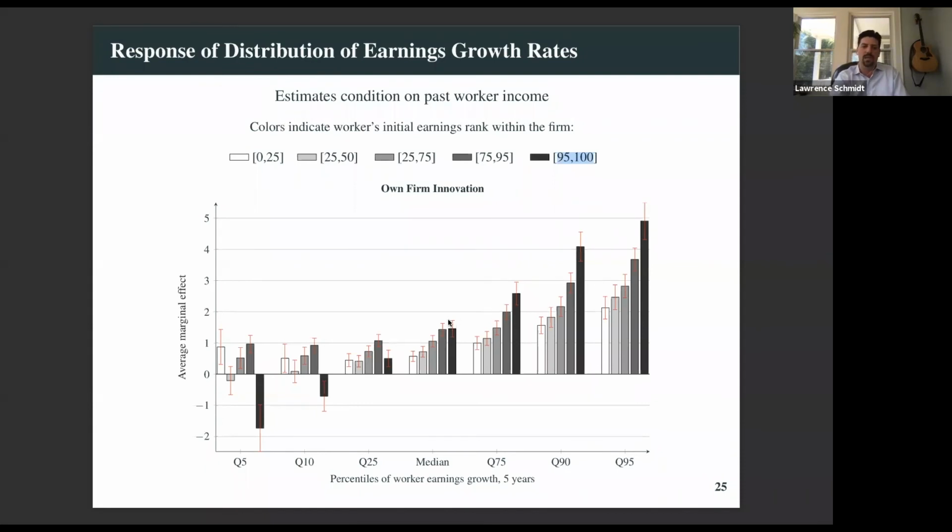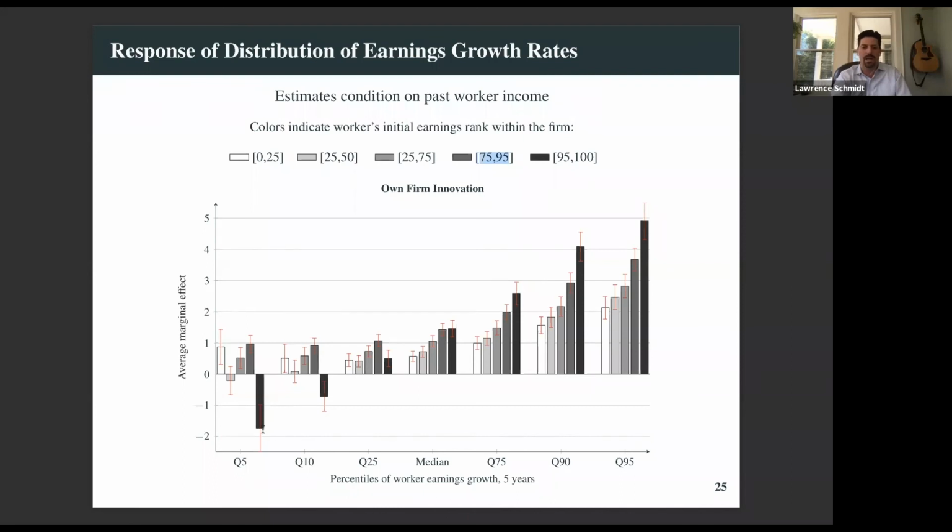Okay, and what we see that's quite interesting is that if we look at own firm innovation, say the median effect for someone in the top 5% within their firm is similar to the effect for someone who's in the 75th to 95th percent. But then if you look at the tails, both tails are moving, right? The 95th percentile is shifting to the right by more for the high skilled workers relative to everyone else. But there's also this increase in downside risk. So for some high skilled workers, own firm innovation is actually going to turn out to make them worse off because the 5th percentile is shifting downwards.